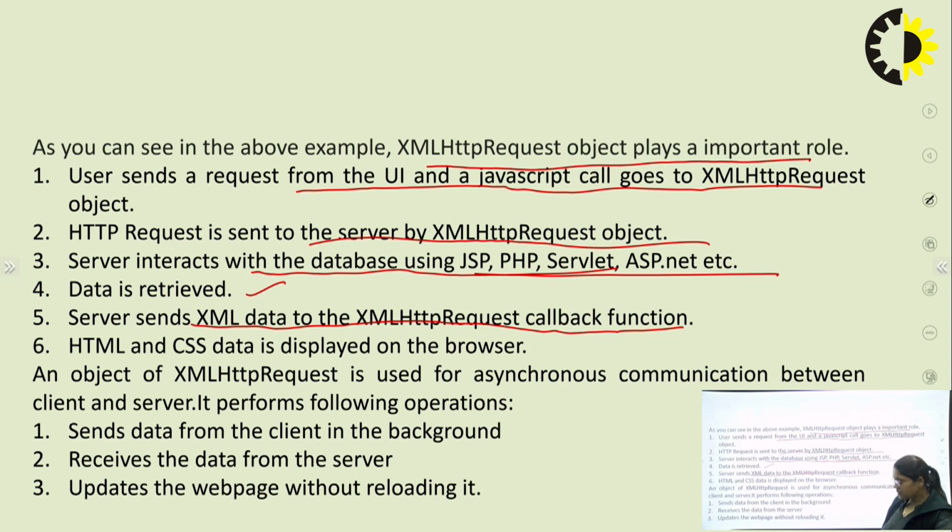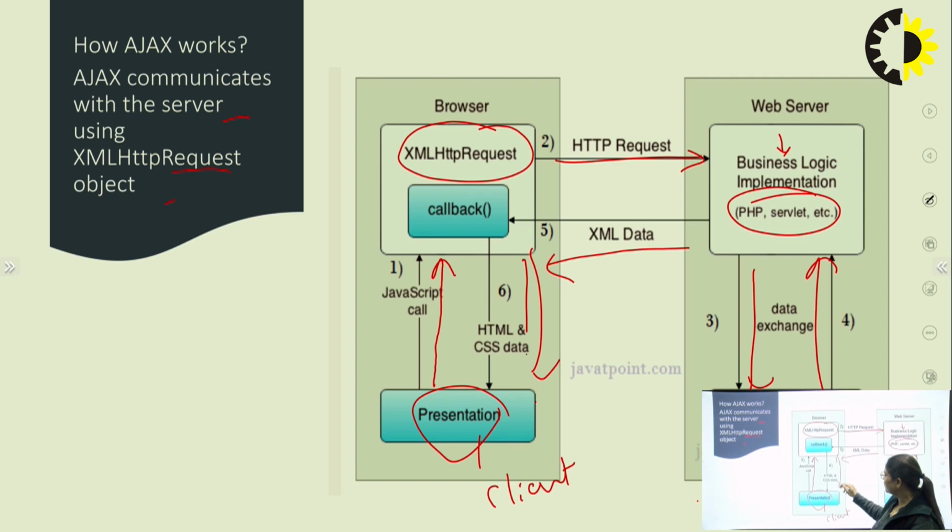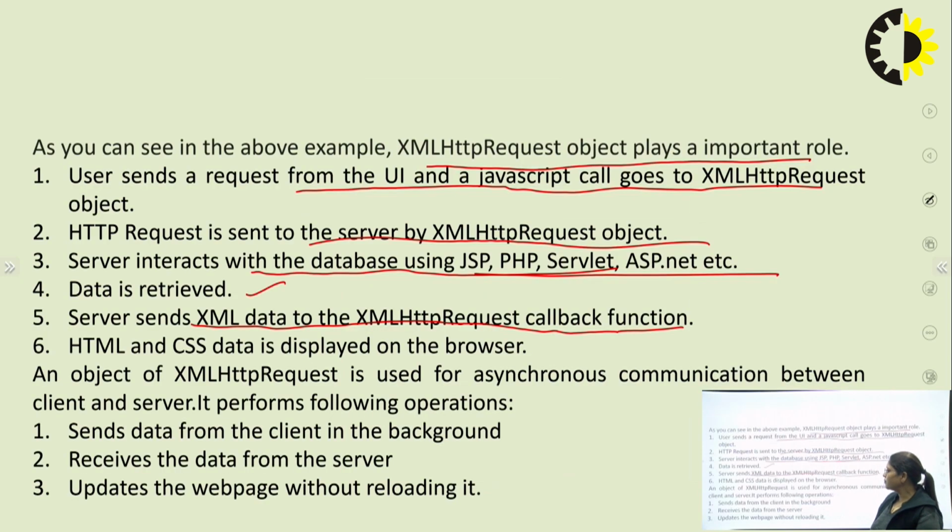And then in the next step, that is your sixth step, because we have to know that the client or browser only supports the HTML format. So in the next step, HTML and CSS data is displayed on the browser. So this is the whole process of Ajax technology, that how it works.